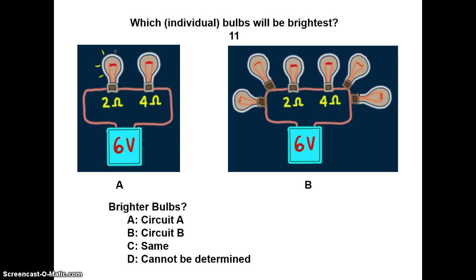Sorry about that. Okay, on the left side we have the 2 ohm and 4 ohm light bulb connected up to the 6-volt battery. On the right side, we have that plethora of 6 bulbs plugged into the 6-volt battery. Okay, you can see the choices here. Go ahead and pause this video and answer the Schoology quiz.